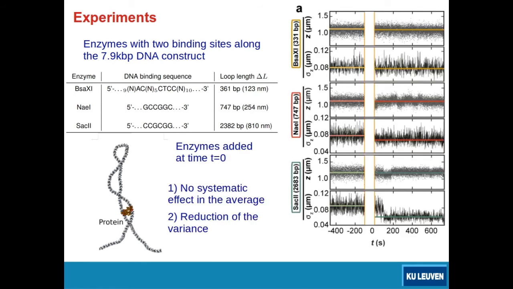We show here time traces of Z and its standard deviation for the 3 enzymes. We plot standard deviation and not the variance for convenience, because the standard deviation has the same units as Z, micrometers. Enzymes are added to the solution at time t equal to 0. The enzymes have no effect on average Z, but there is a drop in the standard deviation, or variance. The effect is small for BsaXI and large for SacII.